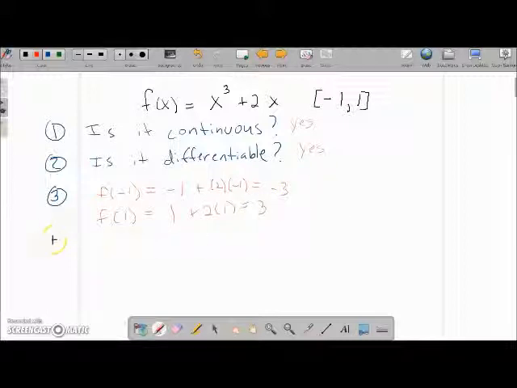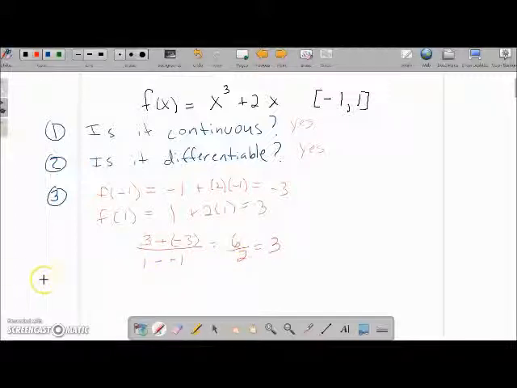Okay, so when we go to find our slope between these two points, we have to do f of b minus f of a. So that's going to be 3 minus -3, over b minus a. This is b, this is a. So that's going to be 1 minus -1. So the slope of this is going to be 6 over 2. So the slope of this is going to be 3.